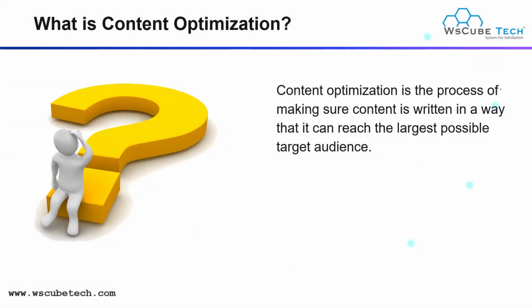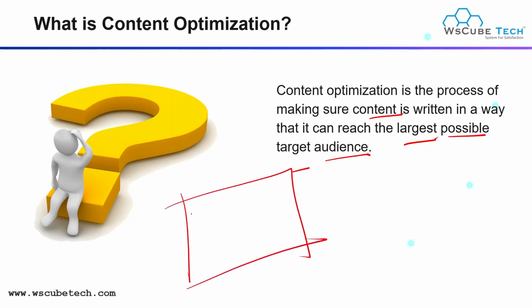So let's start with the definition of content optimization. Content optimization is the process of making sure content is written in a way that it can reach the largest possible targeted audience. What it means is that this is your website, and whatever the content in your website, now your target is that you want this content to reach your largest possible targeted audience. So for this, we put our SEO efforts on that, and now we learn how we can optimize our content.